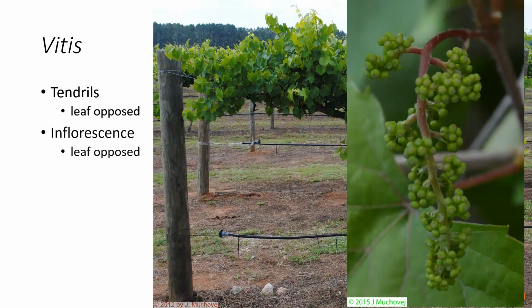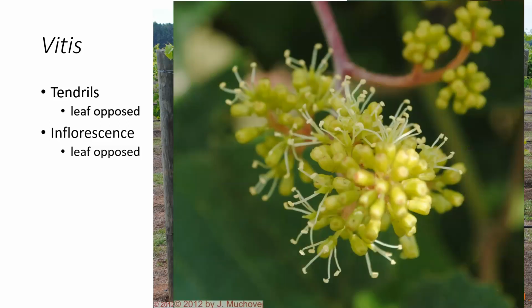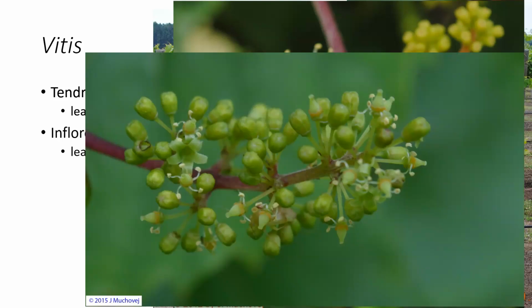You have these inflorescences that come out in bunches, or they can come out in single ones. The flowers are going to be leaf opposed. You're going to have this on the other side. When you have an inflorescence, you don't have a tendril. And you can see the little tiny flowers. These little tiny flowers tend to be perfect. You've got a very small amount of petal, and the petal tends to fall off, and then you will get your development of your grape.